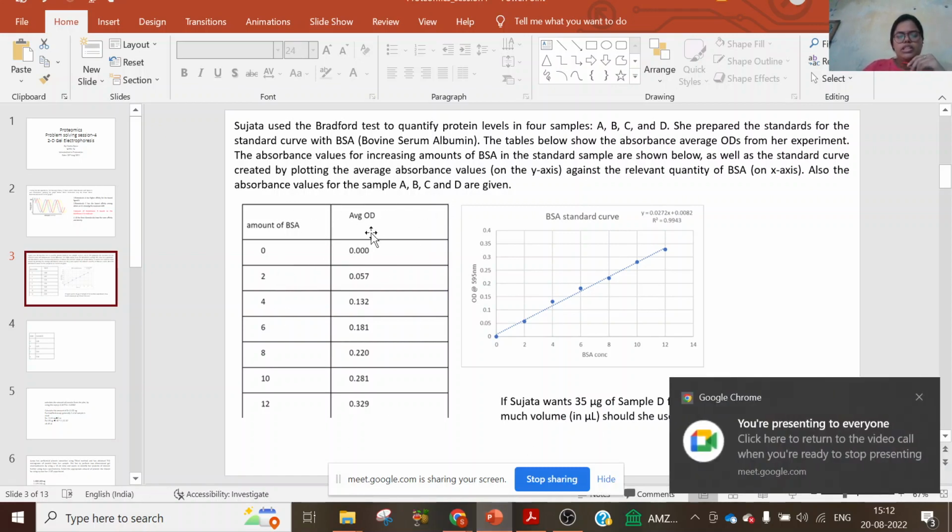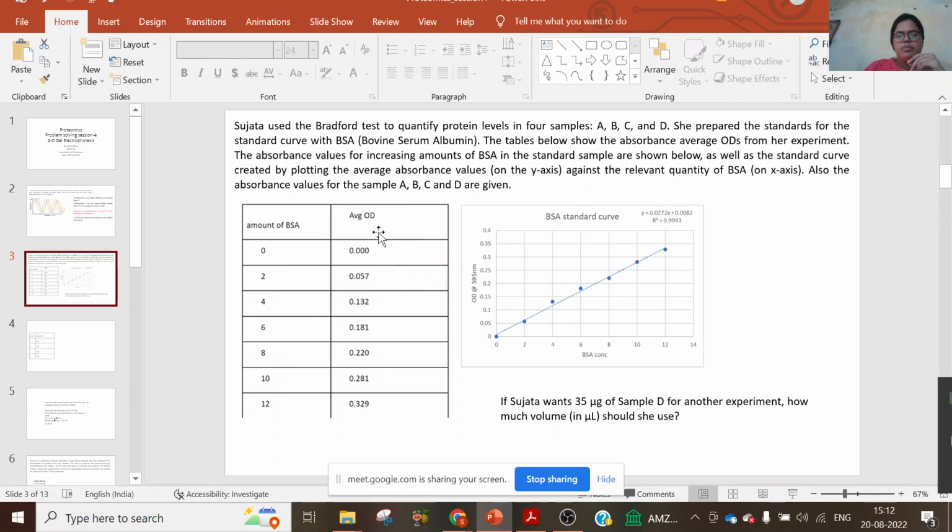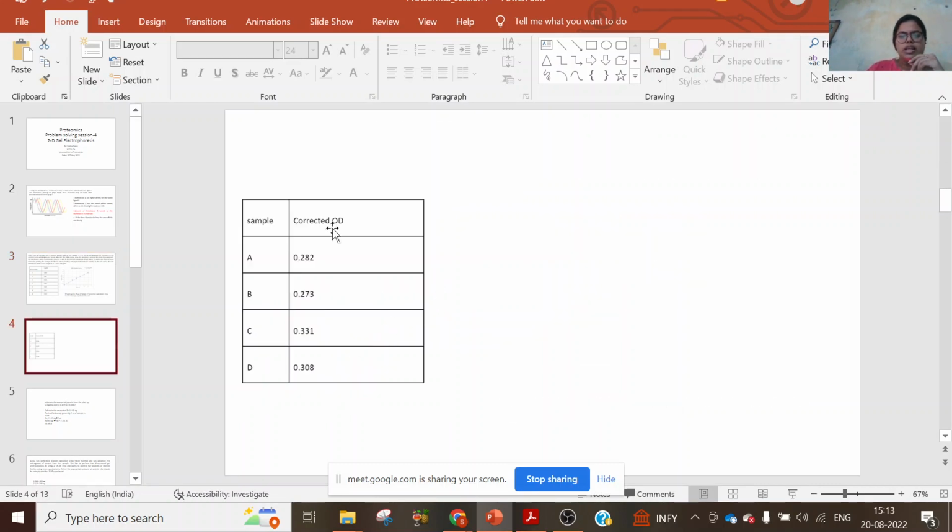Okay, so this table shows the absorbance average of BSA at different amounts. And this is the standard curve prepared from these values. Also, the absorbance values of samples A, B, C, and D are given. So you can see these are the absorbance values of samples A, B, C, and D.